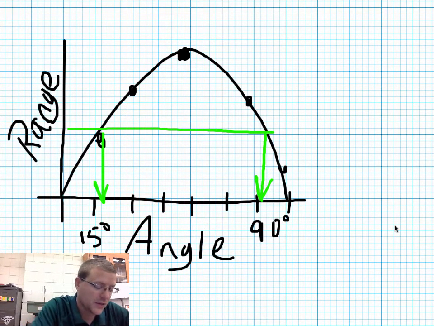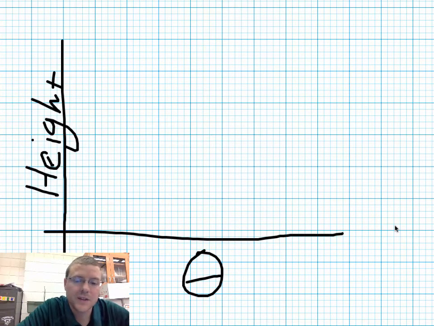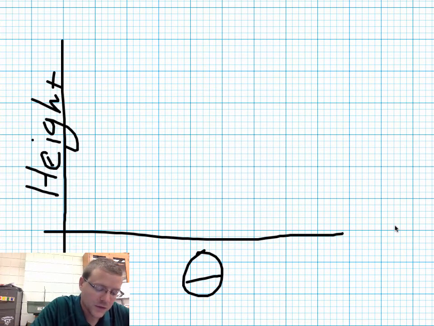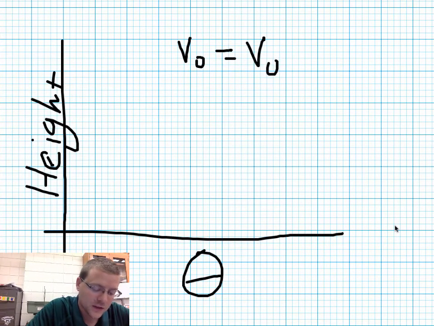The second graph that you want to make is the height versus the angle here. So I'm not going to give you a preview of what this graph is going to look like. I want you to come up with that using the information you know. You're going to know your initial speed because you know how fast the gun could shoot, and you're going to know the angle that you were shooting at.